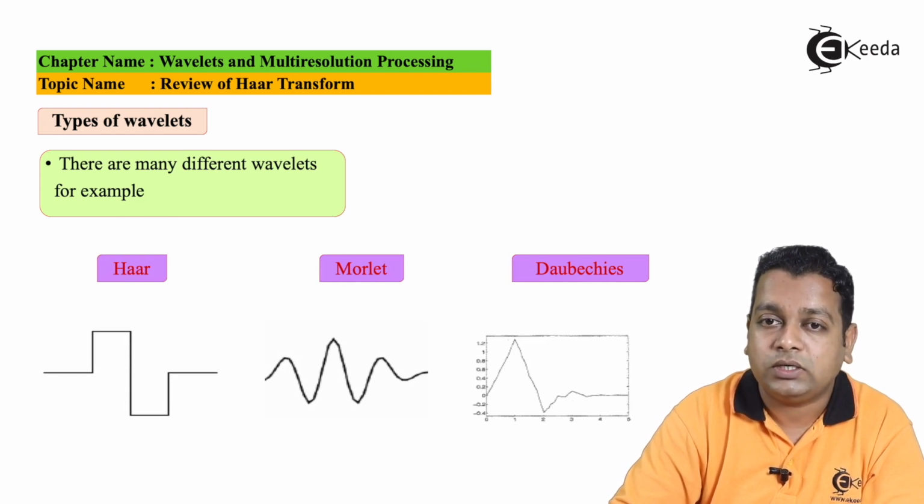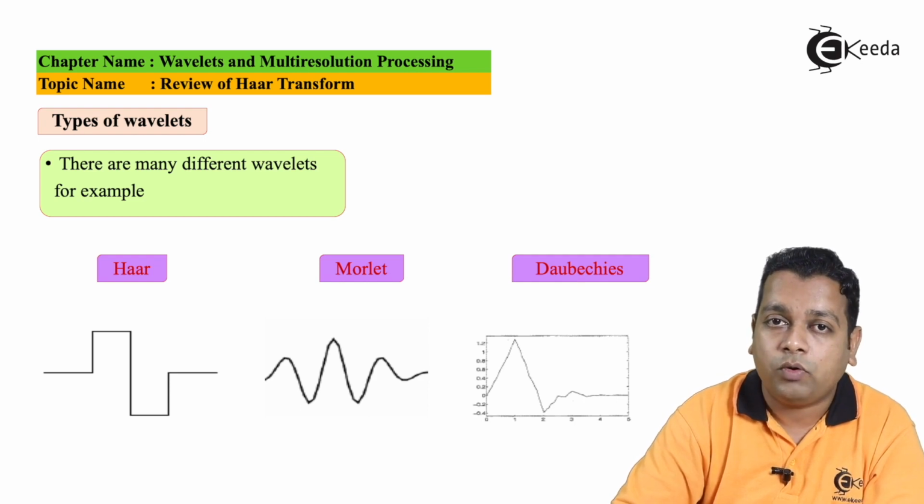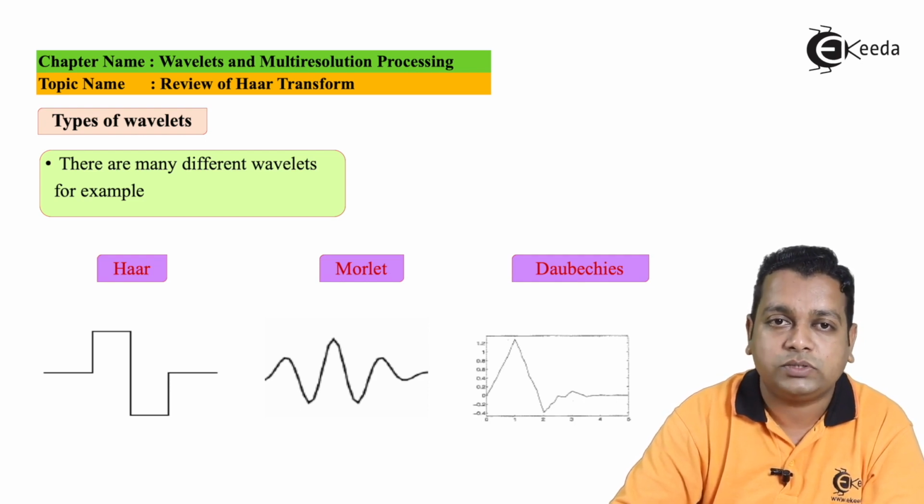This is the representation of the Morlet type of wavelet. This is the representation of the Daubechies type of wavelet. This one is also very popular in the family of wavelet transforms.